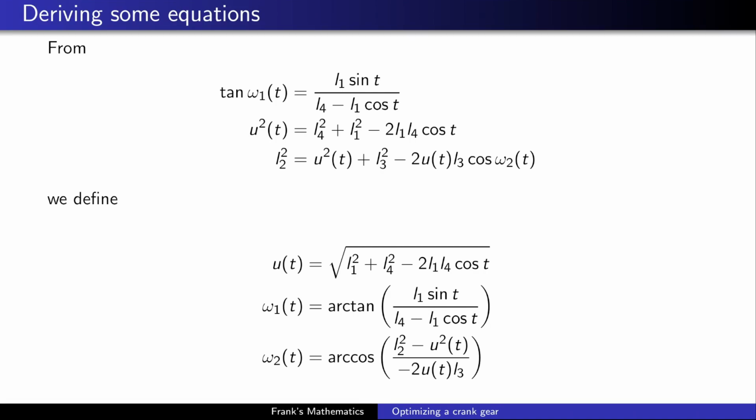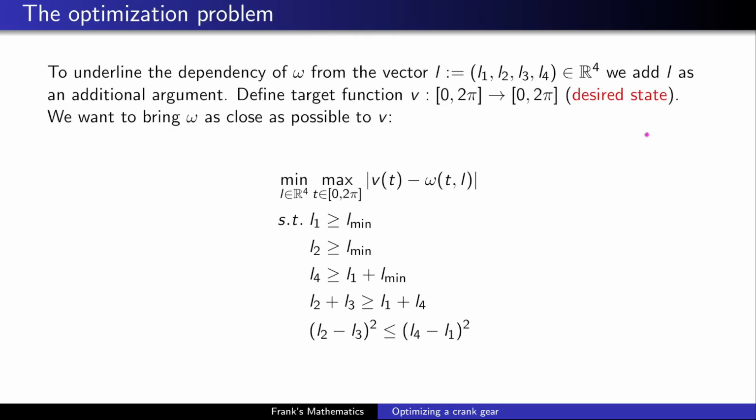Now we have everything at hand to actually formulate an optimization problem. And we already mentioned that we want to steer the angle omega as close as possible to a target function which I called v, or in fact, if you're thinking about inverse problems and optimization problems, this is actually our desired state. We want our system to be steered to the desired state as close as possible.